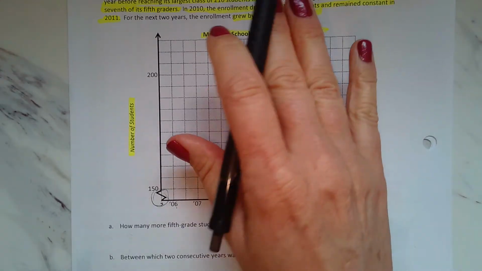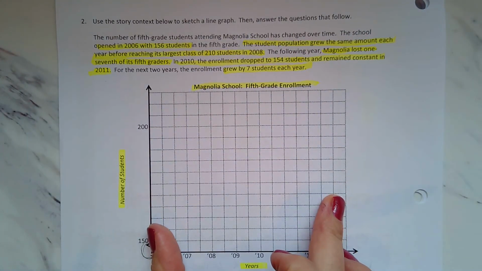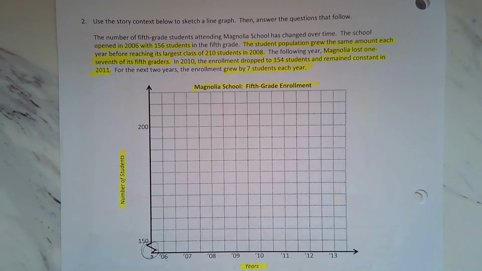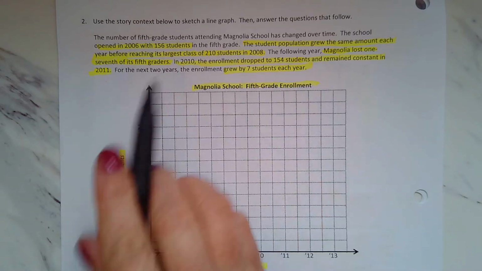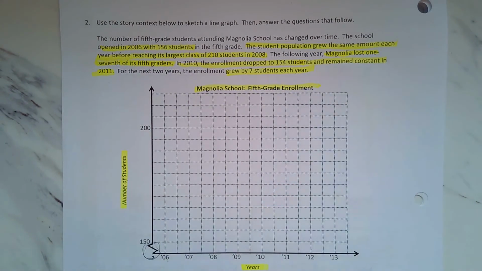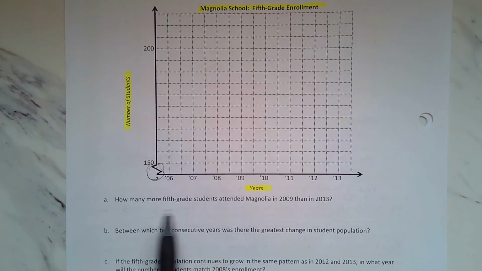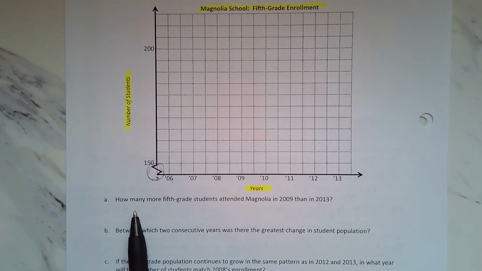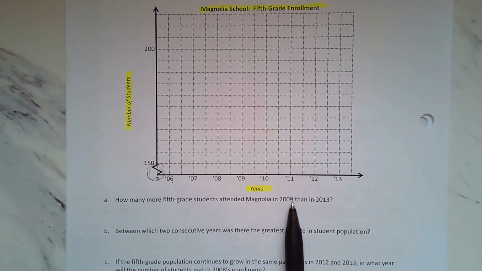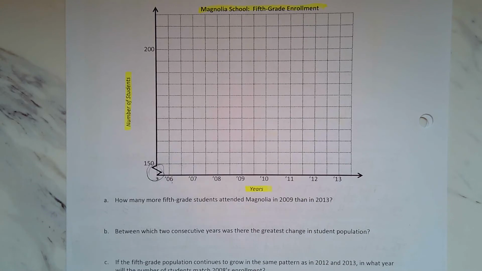All right, so this is just part 1 of this problem, just plotting your points inside the graph. Part 1 of the problem. And it has 5 steps, 5 data points. Then part 2 of this problem, how many more fifth grade students attended Magnolia in 2009 to 2013? So then you're just reading the graph.